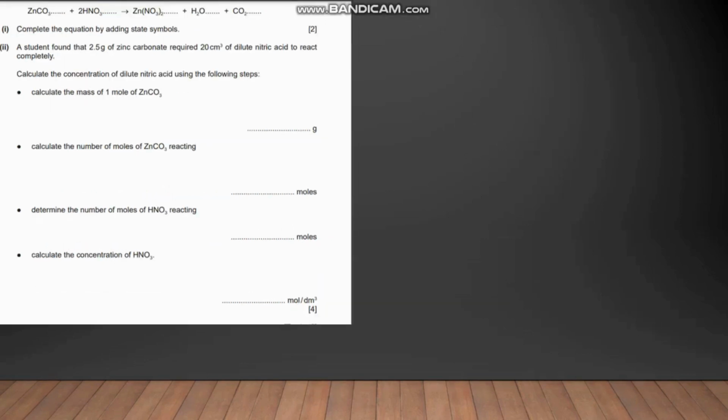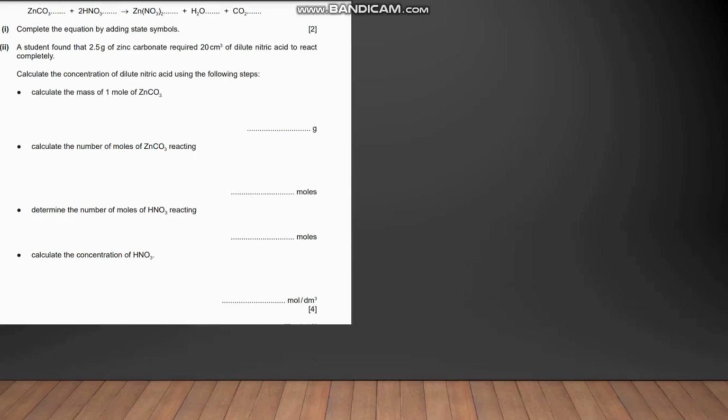In this question, the reaction is given: zinc carbonate reacting with nitric acid, giving zinc nitrate, water and carbon dioxide. The question says a student found that 2.5 gram of zinc carbonate requires 20 centimeter cube of dilute nitric acid to react completely. Calculate the concentration of dilute nitric acid using the following steps.